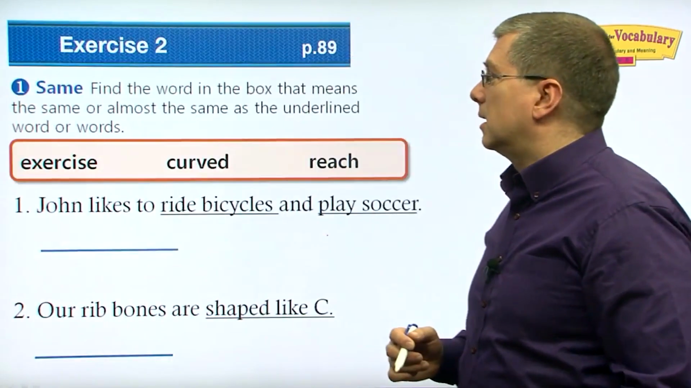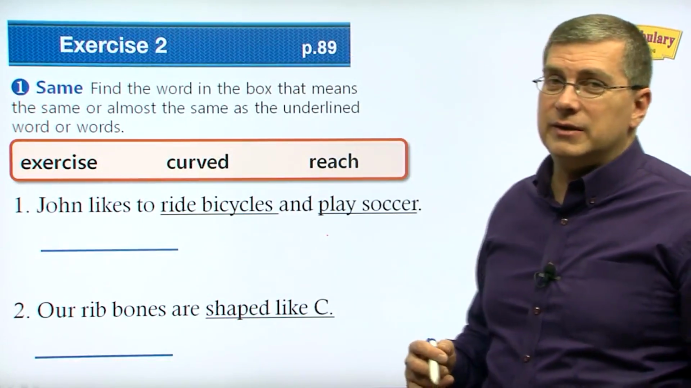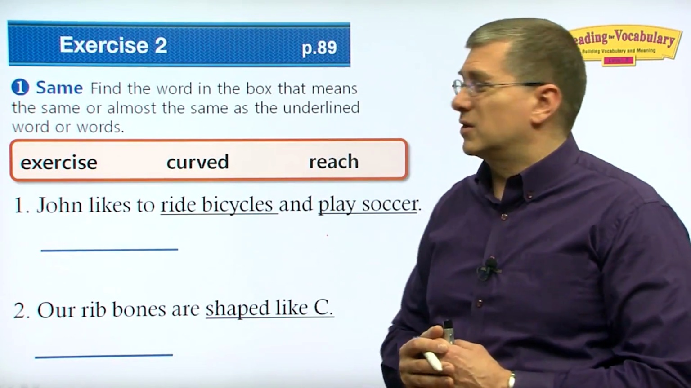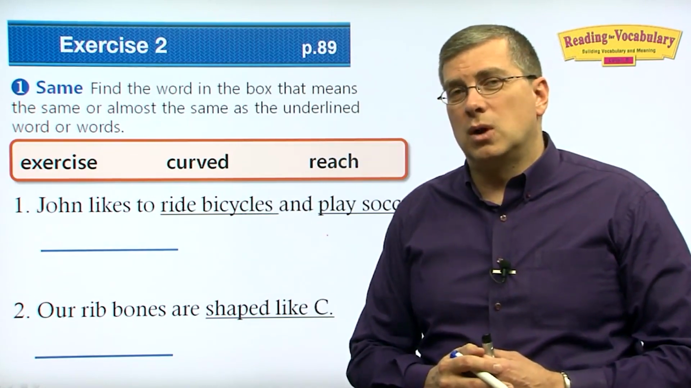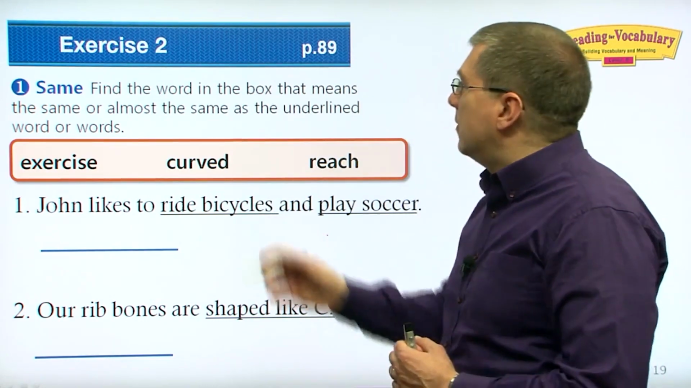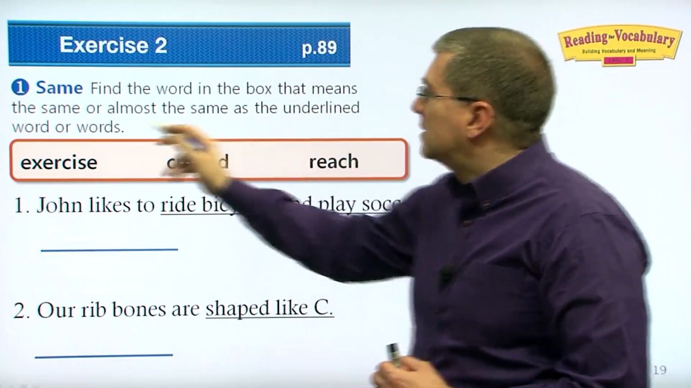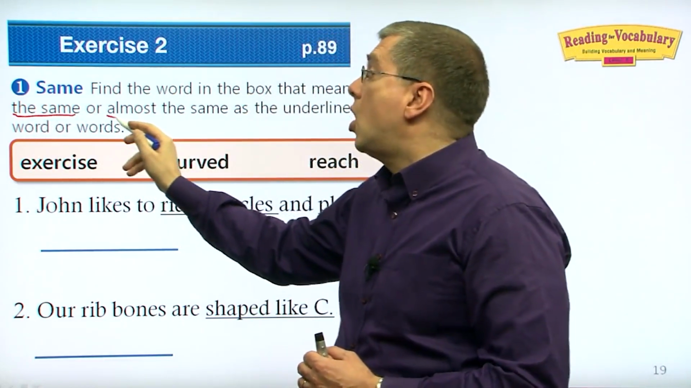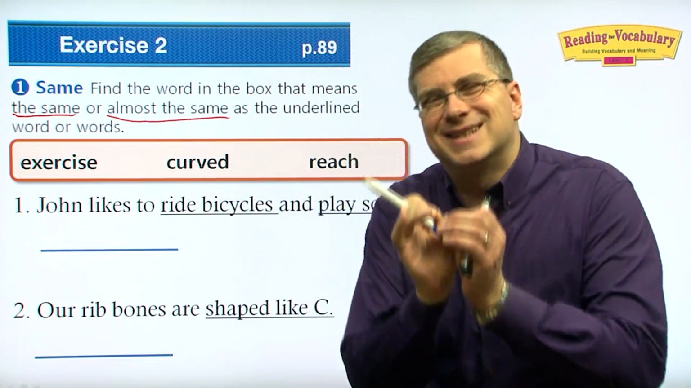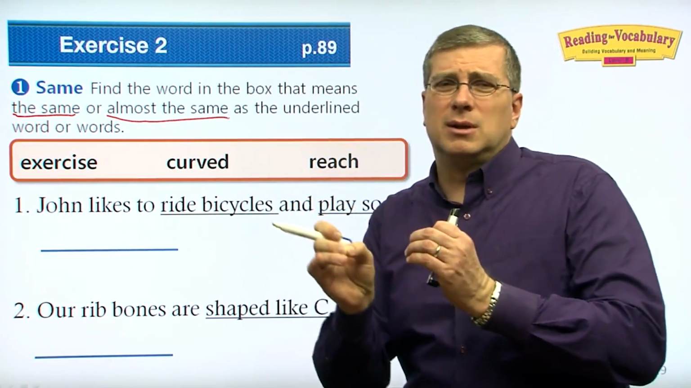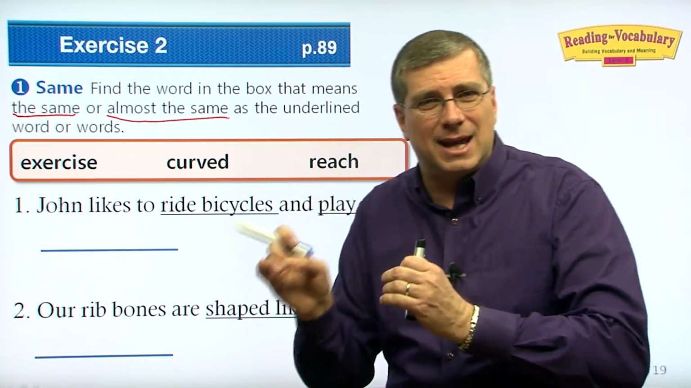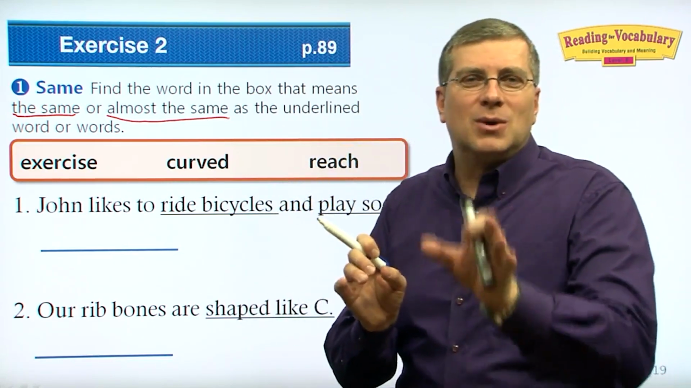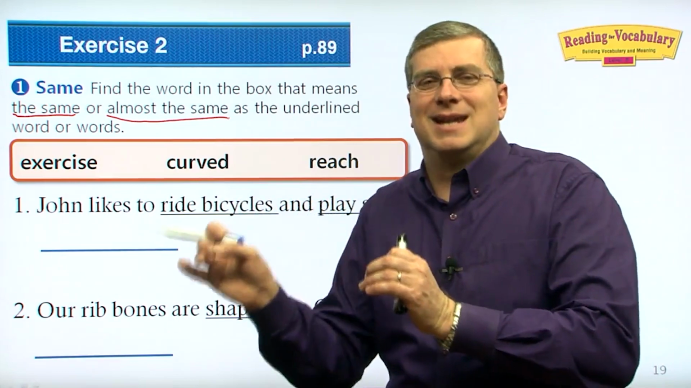Okay, let's go over the vocabulary exercises. We have a little bit of different exercises this time. In the first part, we're going to find words that mean the same thing. Find the word in the box that means the same or almost the same. Maybe not exactly the same, but similar. Same is dokateo, similar is bistandeo, right?